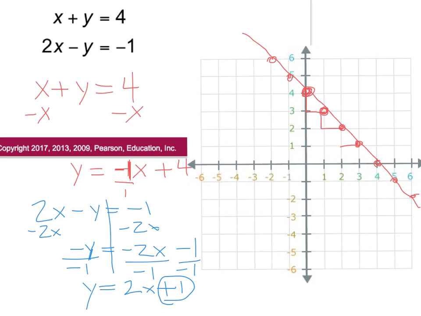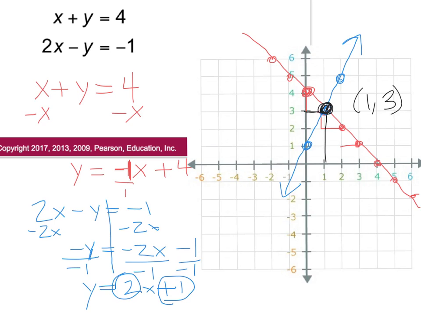So the first dot goes on the y-axis at positive 1, and then I will use my slope to get more dots, and my slope will be up 2, right 1. Up 2, right 1. Once you find your point of intersection, you can stop. The point of intersection is the solution to the system, and you need to state the solution as an ordered pair. This is intersecting at 1, 3. So your solution to the system is 1, 3.